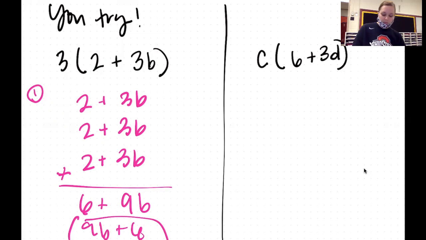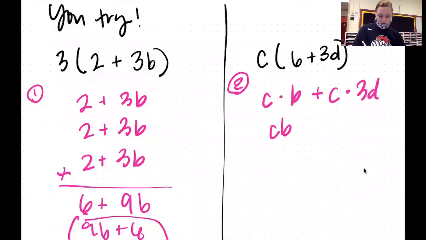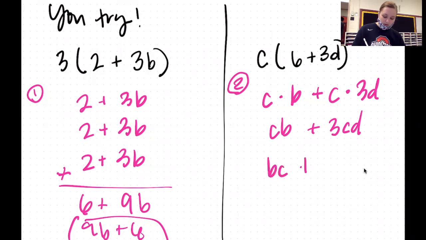I'm going to do the second method here where I'm going to multiply. Well, this is going to be c copies of b and c copies of 3d. Okay, so c times b, 3cd. But remember, the best way for us to write them is when our variables are in alphabetical order. So bc plus 3cd.